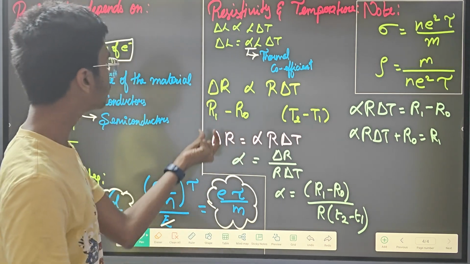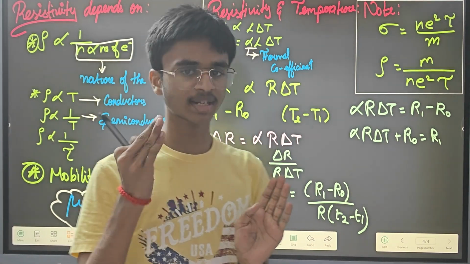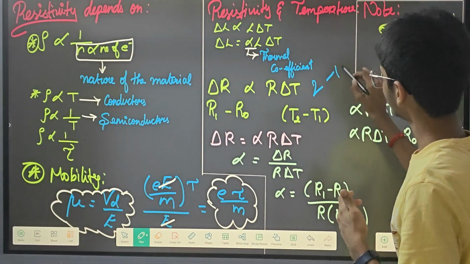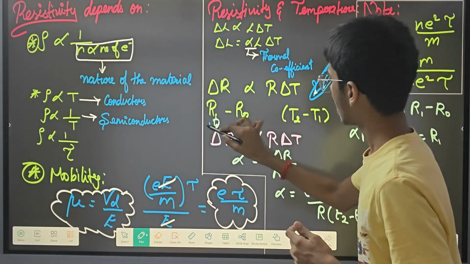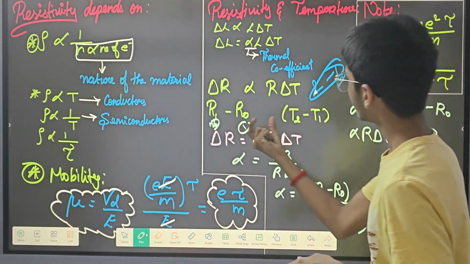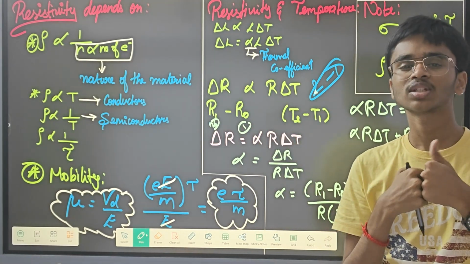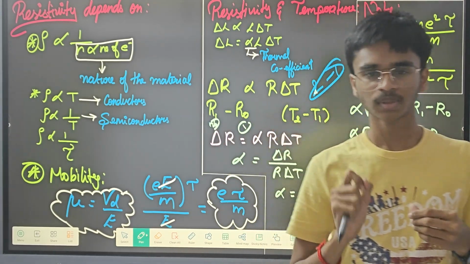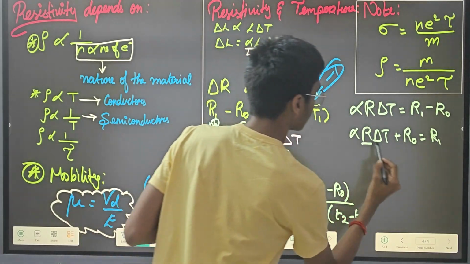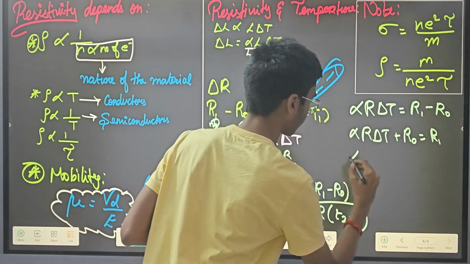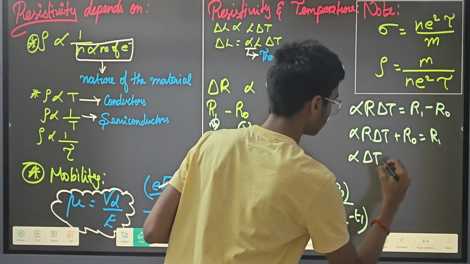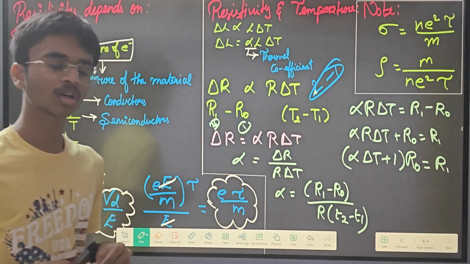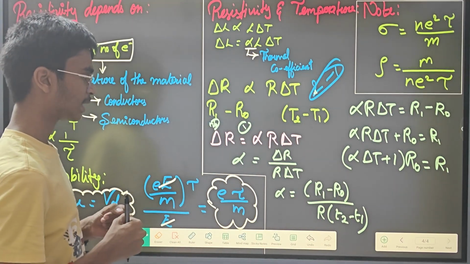Now note that it need not always be at 0 degrees Celsius. Here 2 minus 1 is the formula, so 2 is this one and 1 is this one. 1 should always have the lower temperature than 2; 2 should have the higher temperature. That is the concept. So this R and this R will be the same. I can take it as alpha delta T plus 1, into R naught, is equal to R1.